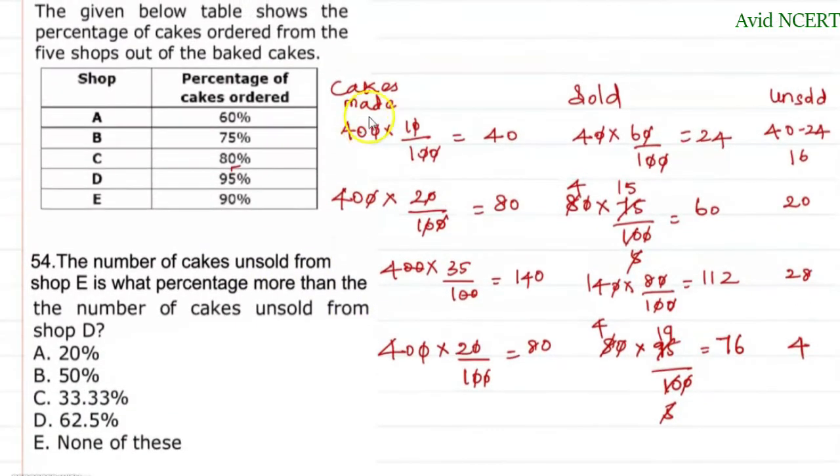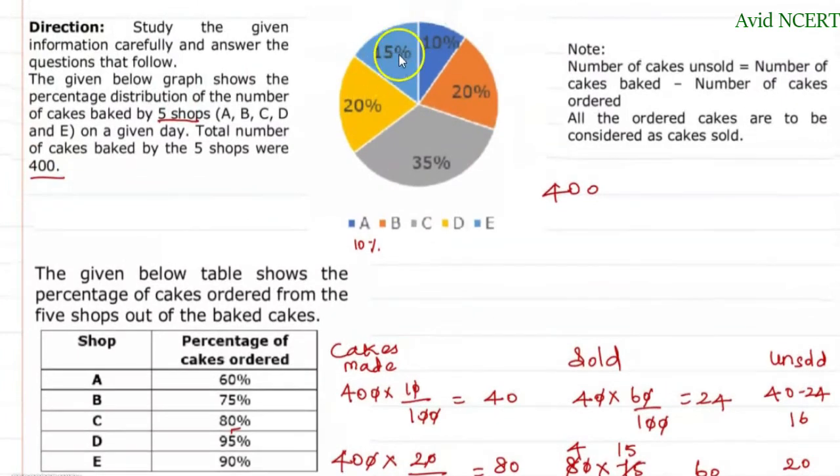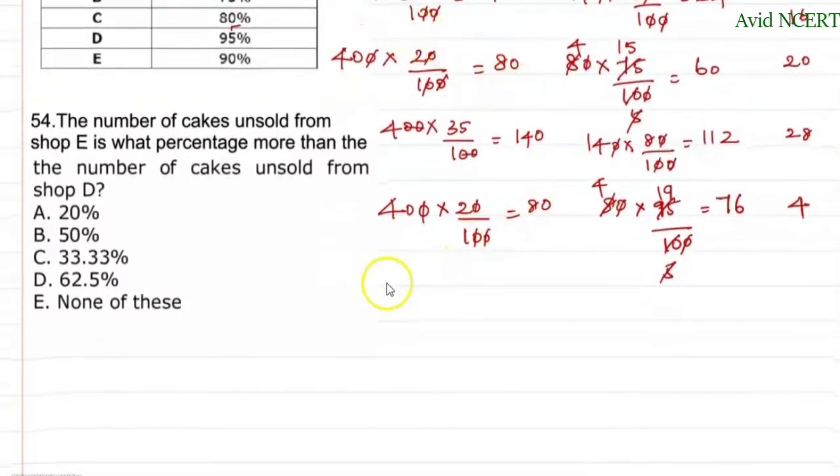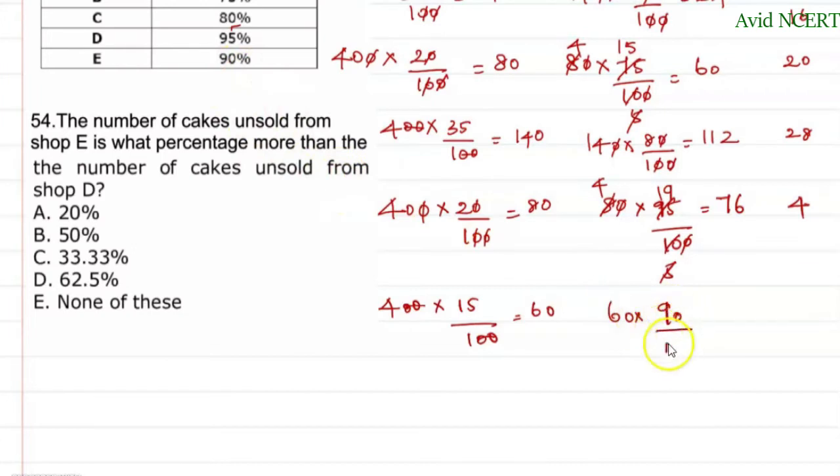And for shop E, they made 15% of cakes, so out of this 400, they made 15 by 100, which is 15 times 4, that is 60. Again, out of the 60 cakes, the number of cakes sold here is 90%, which is 90 by 100. The same method you can follow: 100% is 60, so 10% is 6, and 60 minus 6 is 54. Or you can do it this way: the zeros get cancelled, 6 times 9 is 54.